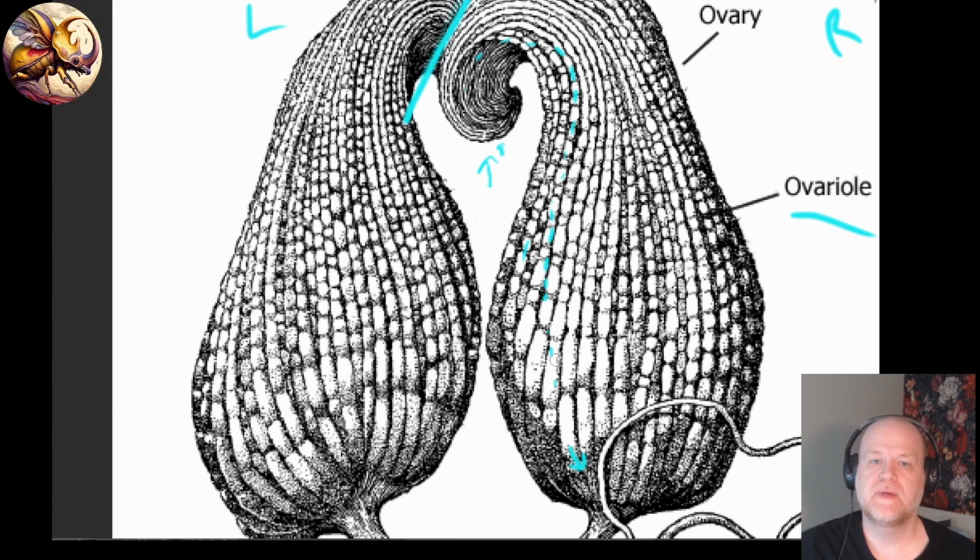The development of the egg is very complicated. I won't be getting into it in this series. That's more something for a physiology series. But not all insects mature into the adult stage from the pupal stage or the last nymphal instar stage with this kind of setup of the ovary.